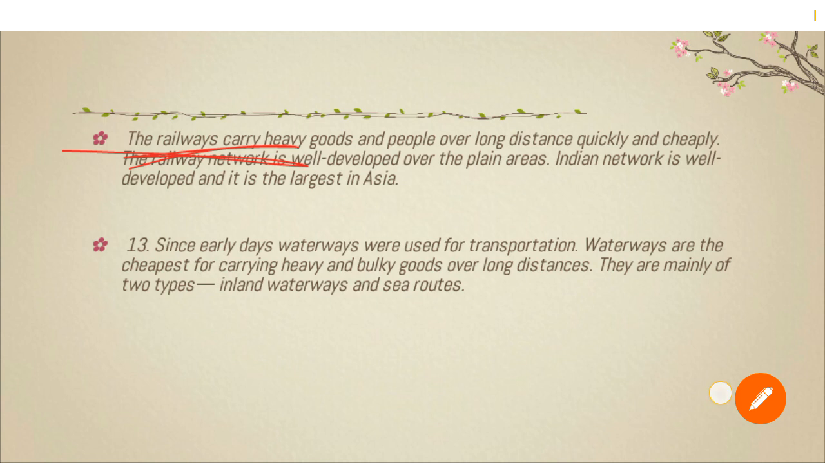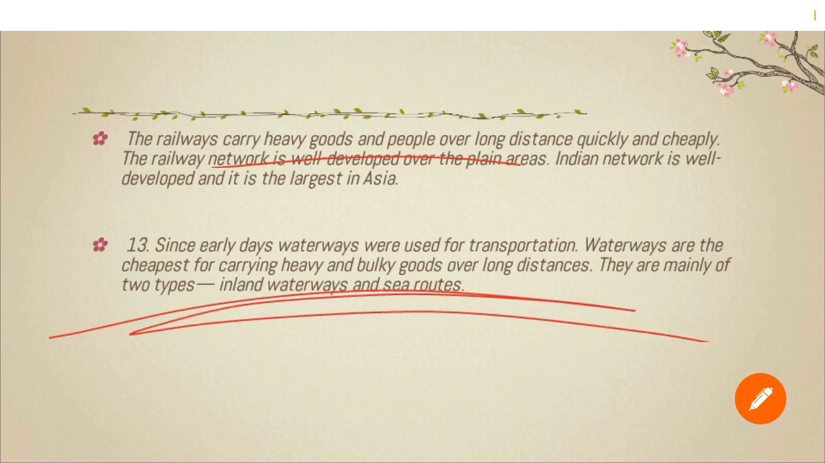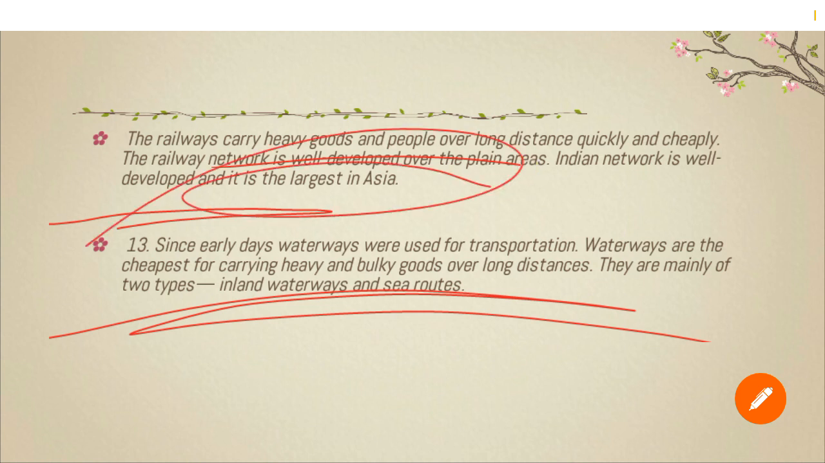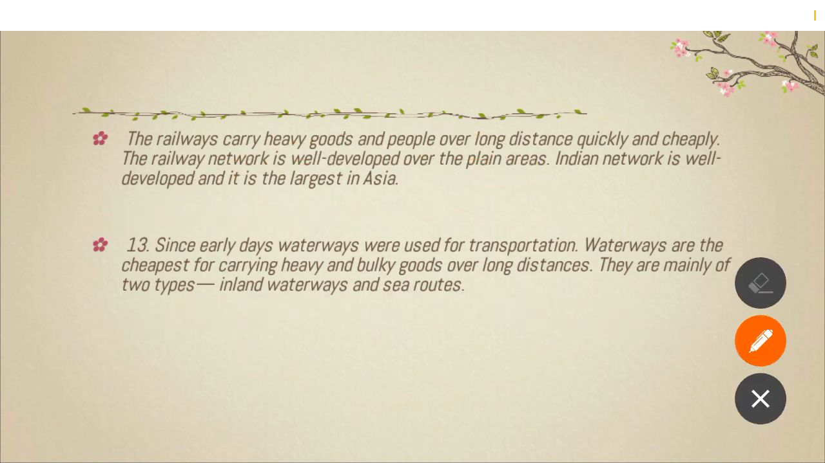The railway network is very much developed over the plain areas, where farming and all is suitable. If you build a railway track there, it would be very suitable. The Indian network is very much developed and it is the largest in Asia. Let's talk about waterways now.